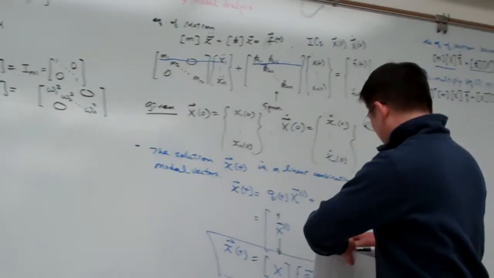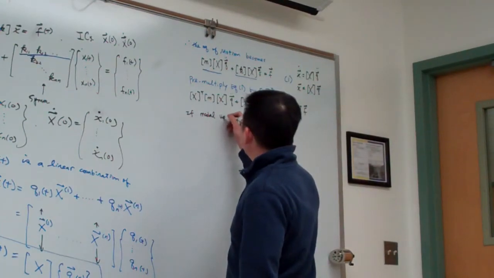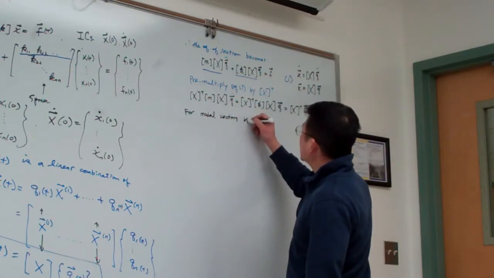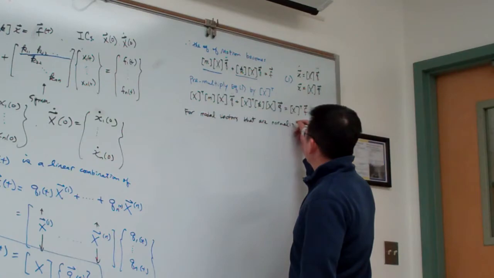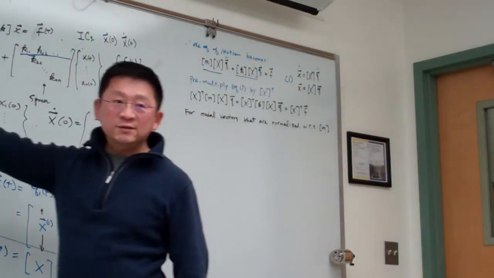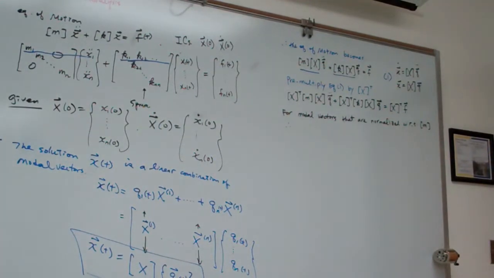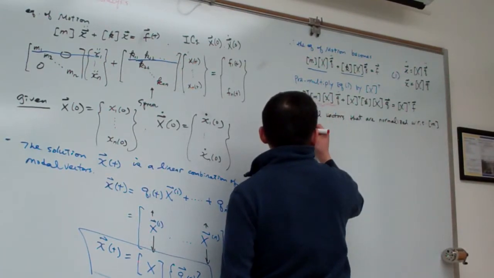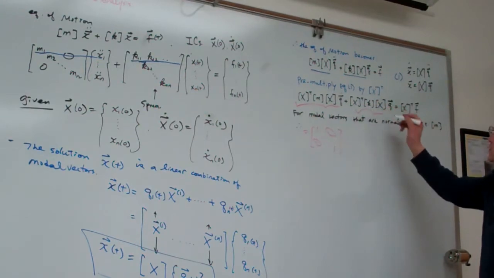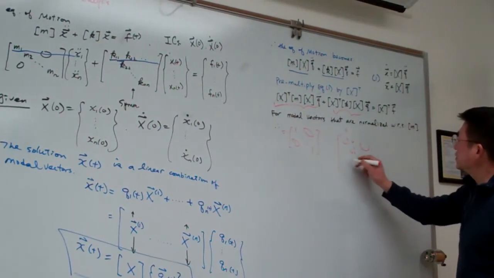If the modal vectors are normalized with respect to matrix M, that means the two properties are satisfied. Therefore, these terms will become 1, 1, and 0, 0. And for these terms, it will become omega 1 squared, omega 2 squared, 0, 0, and omega n squared, 0.